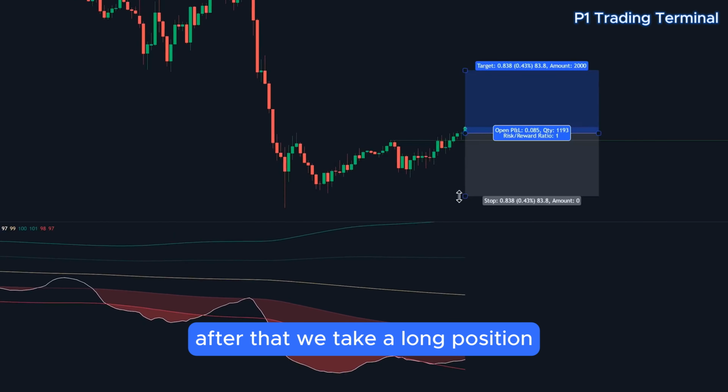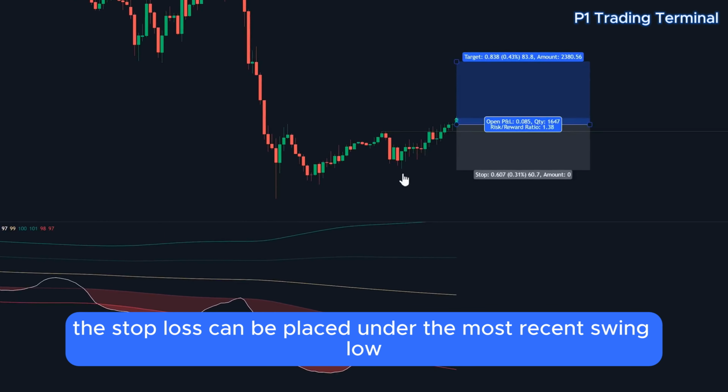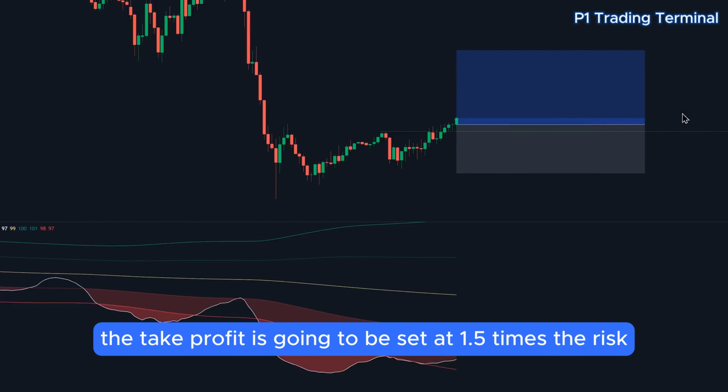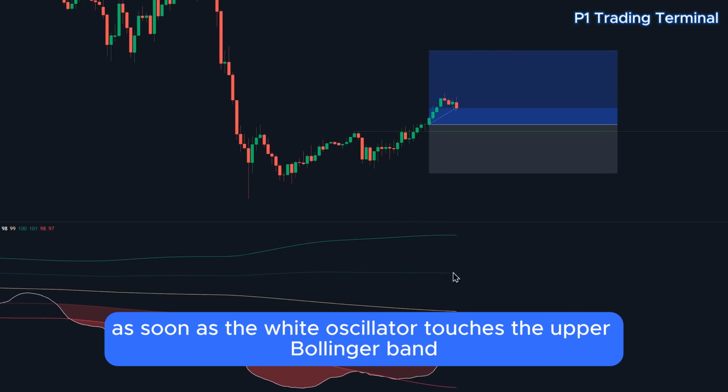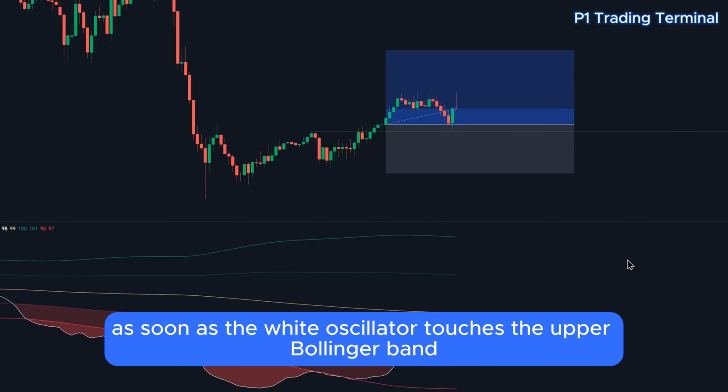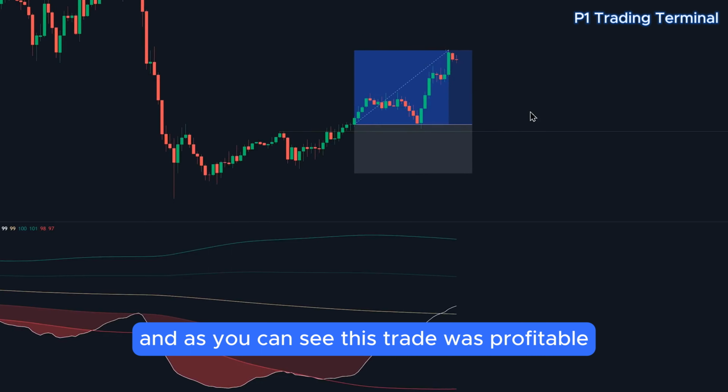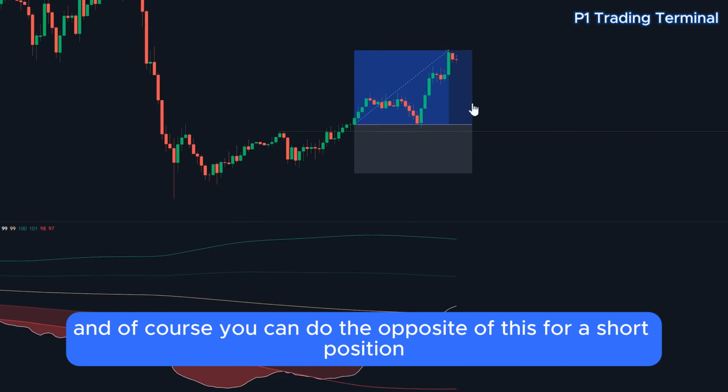After that, we take a long position. The stop loss can be placed under the most recent swing low. The take profit is going to be set at 1.5 times the risk, or you can even exit as soon as the white oscillator touches the upper Bollinger Band. And as you can see, this trade was profitable, and of course you can do the opposite of this for a short position.